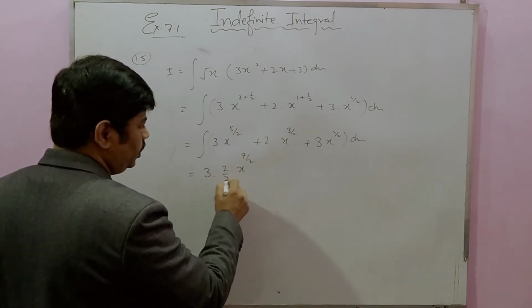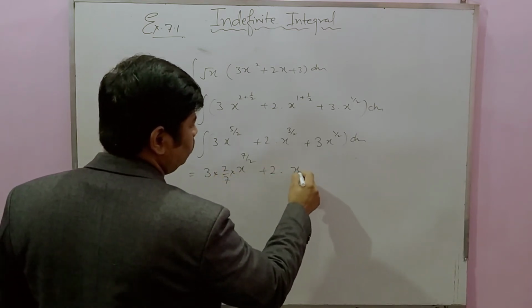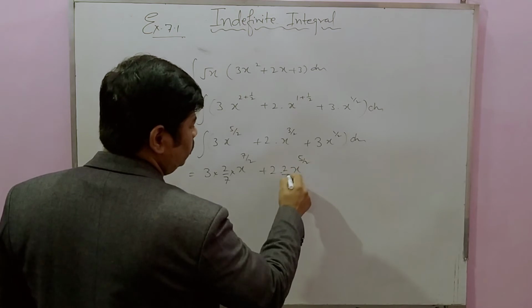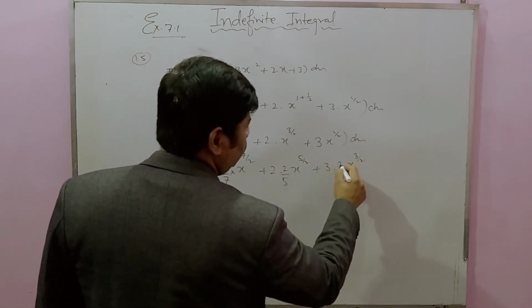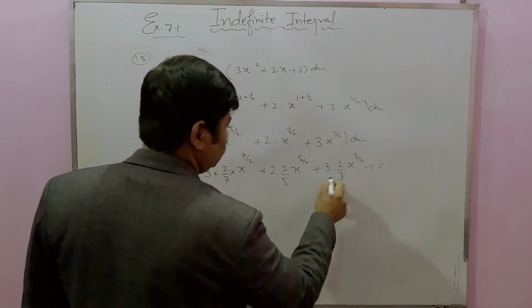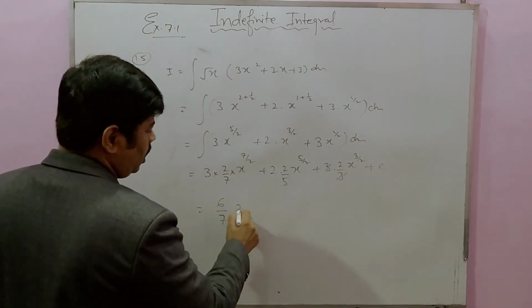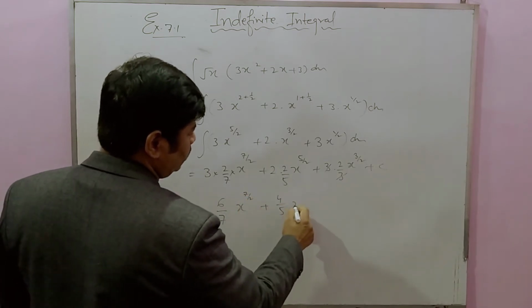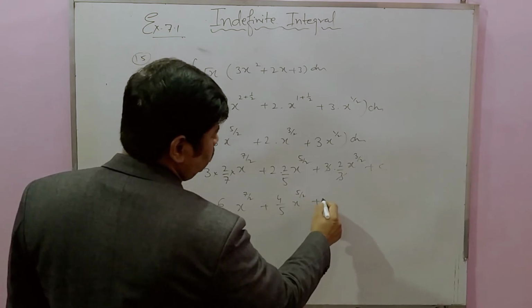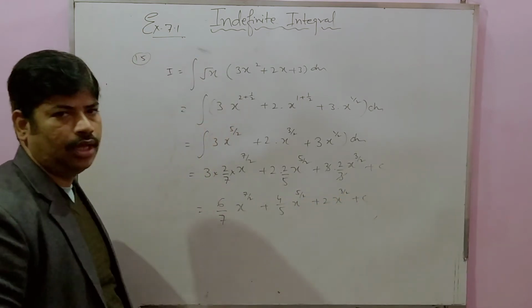It should be 2 by 7 x to the power 7 by 2, plus 2 by 5 into 2 x to the power 5 by 2, plus 3 x to the power 3 by 2 into 2 by 3, plus c. The 3s cancel, so 3 times 2 is 6. 6 by 7 x to the power 7 by 2 plus 4 by 5 x to the power 5 by 2 plus 2 x to the power 3 by 2 plus c. This is your answer.